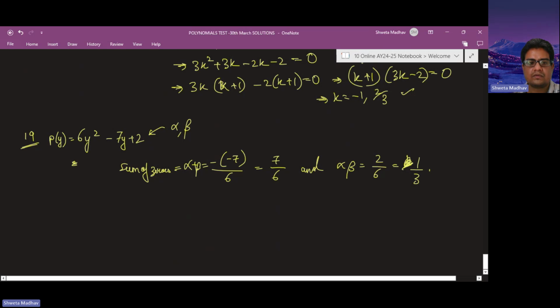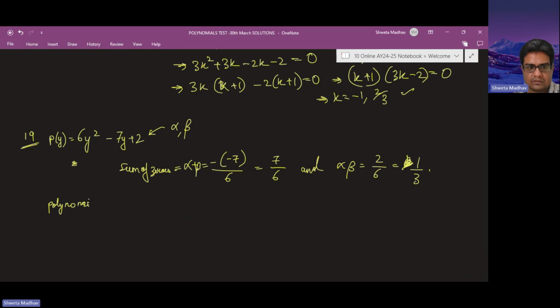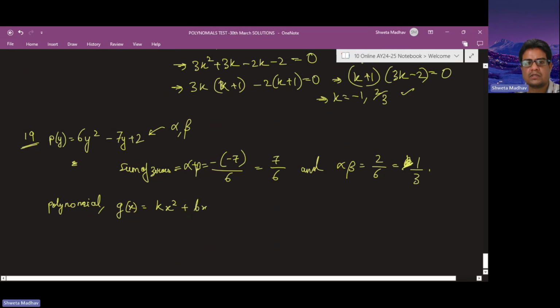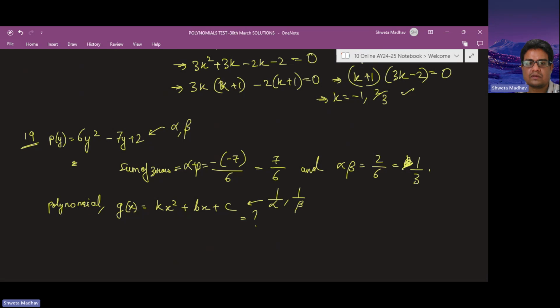And so we have to find out that quadratic polynomial, which, let's say we call it g of x. So g of x will be equal to some kx square plus bx plus c, whose zeros are 1 by alpha and 1 by beta. So that quadratic polynomial g of x we have to find out.